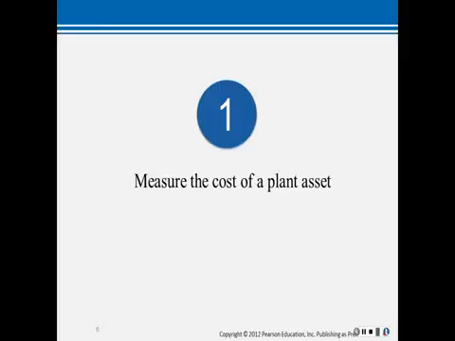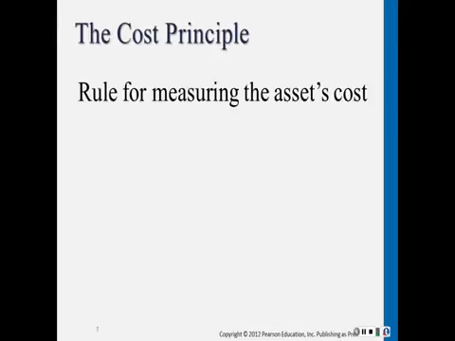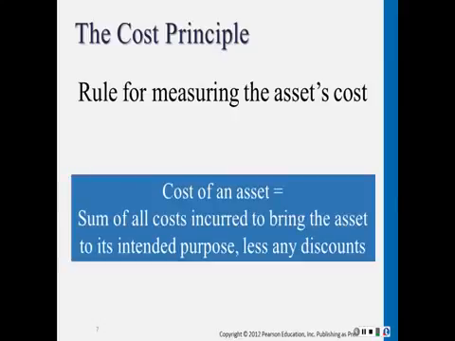The first learning objective is to measure the cost of a plant asset. The cost principle directs that you should carry an asset at its historical cost, which is the amount paid for the asset. So, the cost of an asset equals the sum of all costs incurred to bring the asset to its intended purpose, less any discounts.